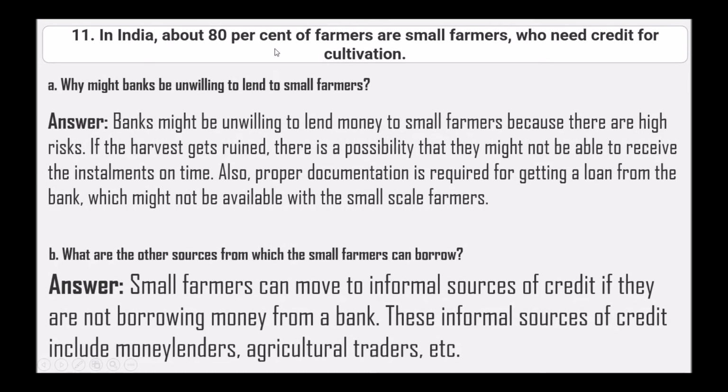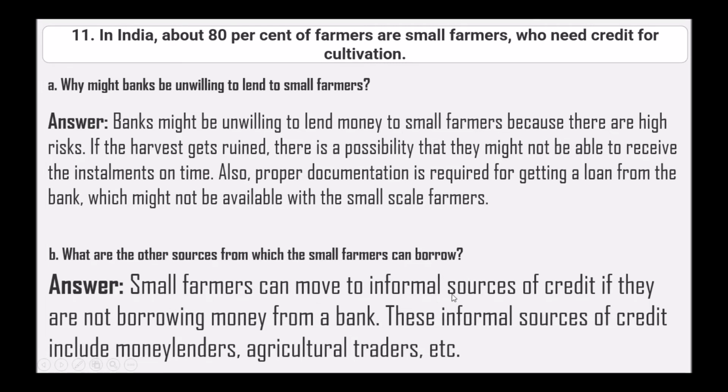Next, in India, about 80% of farmers are small farmers who need credit for cultivation. Why might banks be unwilling to lend to small farmers? Banks might be unwilling to lend money to small farmers because there are high risks. If the harvest gets ruined, there is a possibility that they might not be able to pay the installments on time. Also, proper documentation is required for getting a loan from the bank, which might not be available with the small scale farmers.